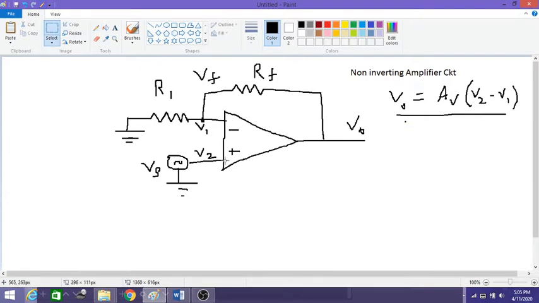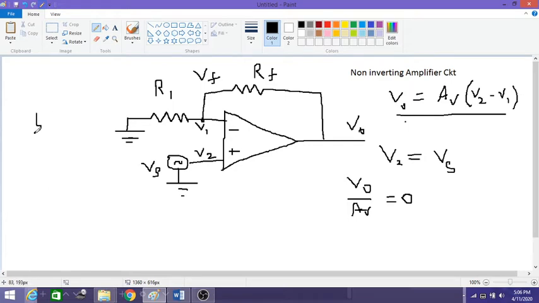So here V2 is equal to Vs, because V0 by AV is equal to 0. Here the V1 voltage is not straight away connected to ground, it is connected through a resistor R1. It means there is some voltage coming across here. To analyze the voltage across V1, it looks like a voltage divider circuit.